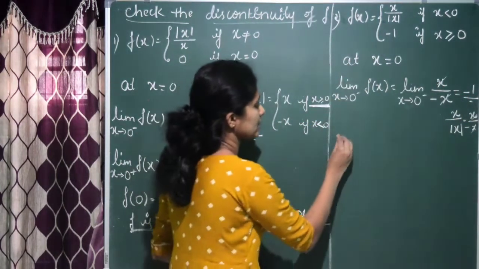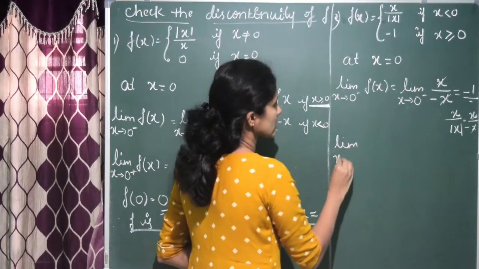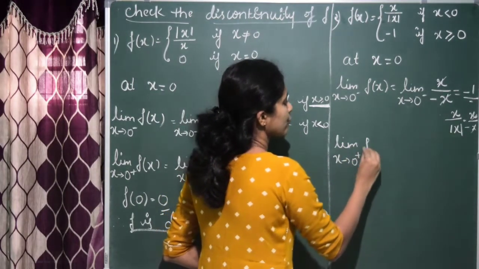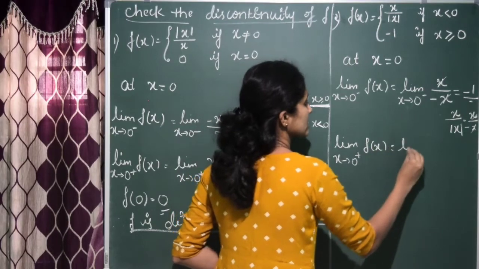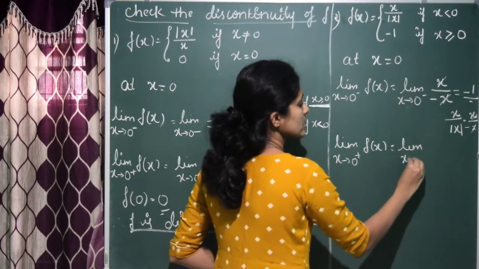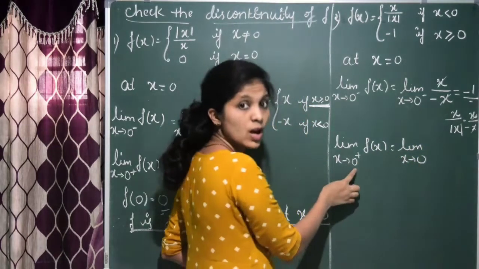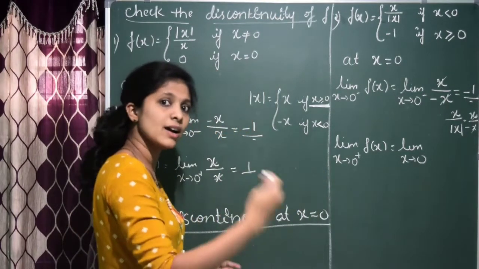Next we'll see the right hand limit. The limit as x tends to 0 plus of f of x. So the function where x is greater than 0. Right? 0 plus means the value of x is tending to very close to 0 from the right hand side.